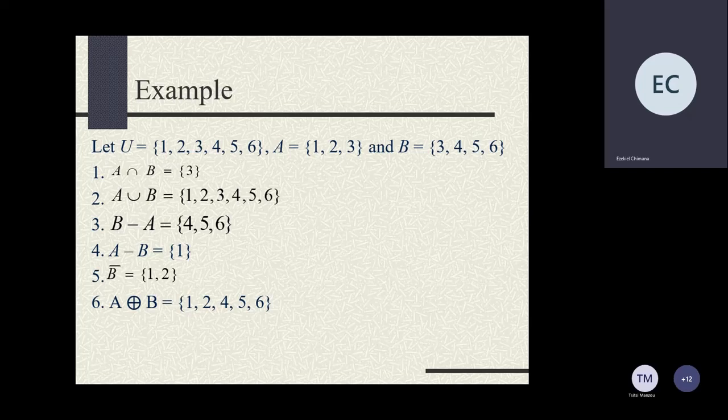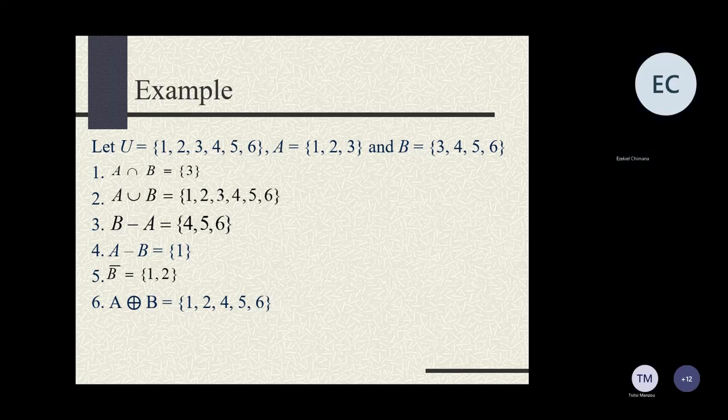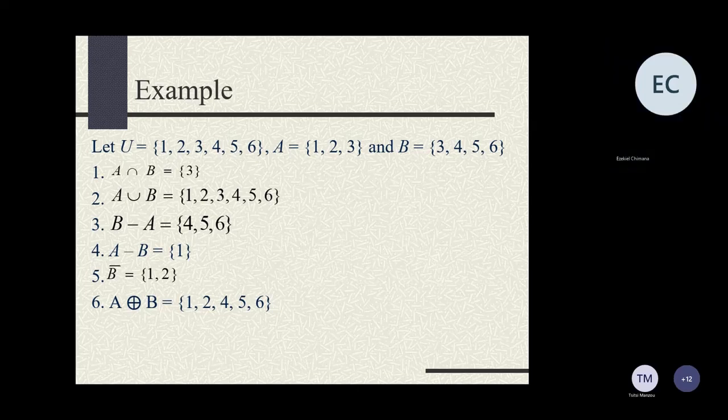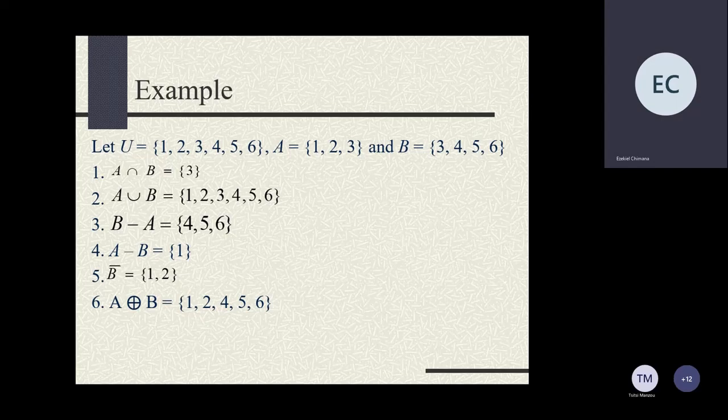And then B complement, the elements in the universal set but not in B, which means other elements which are not 3, 4, 5, 6, which is 1 and 2.